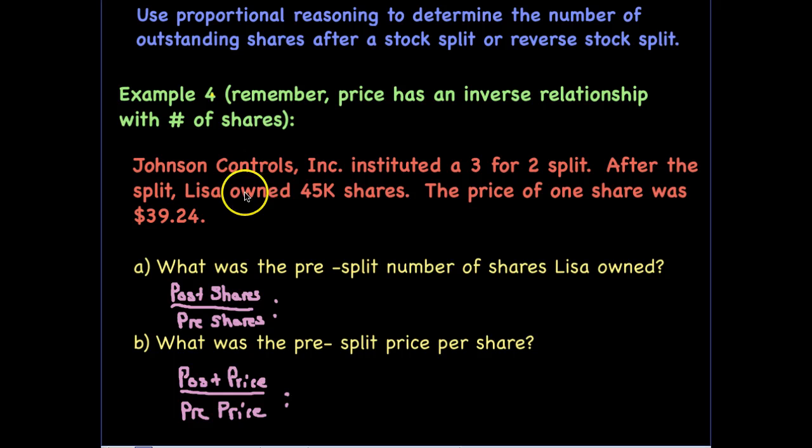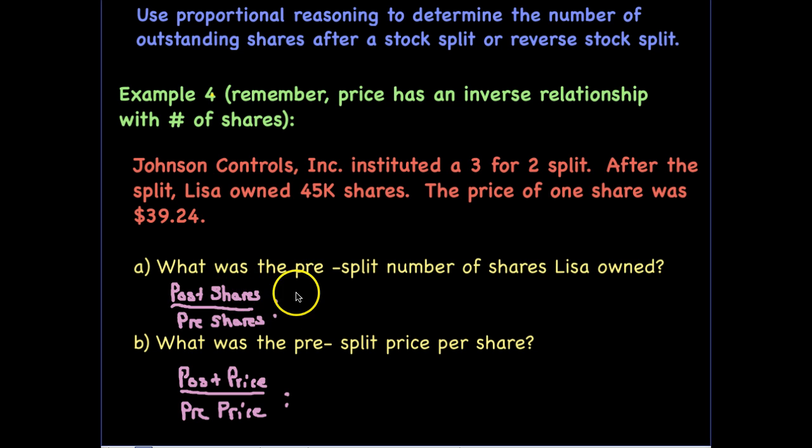In this example, Johnson Controls instituted a 3-for-2 stock split. So that's a little bit different, but still let's think about what it means. For every 2 shares you own, you're going to get 3. After the split, Lisa owned 45,000 shares. The price of 1 share was $39.24. So we know the information post. Let's go ahead and fill in our fractions and our proportional fractions.